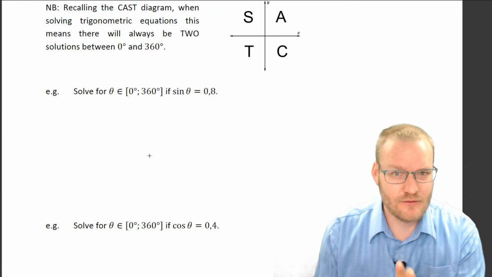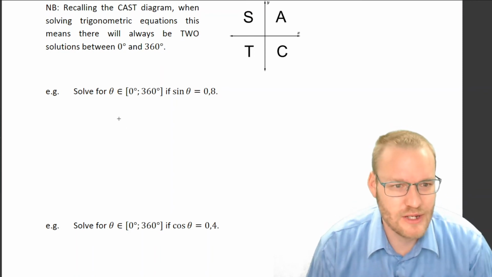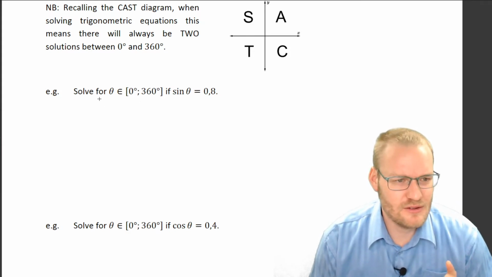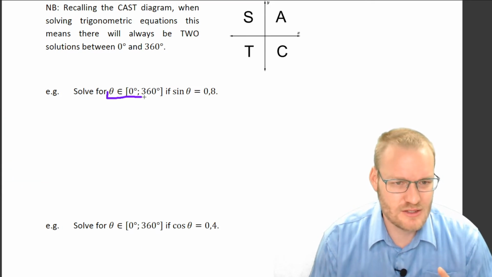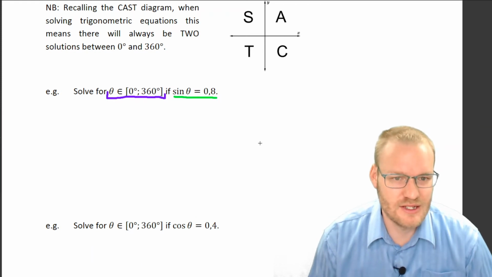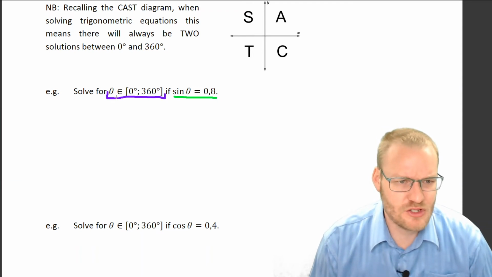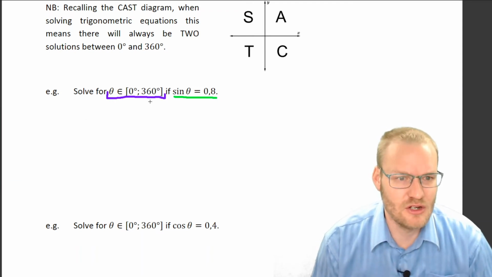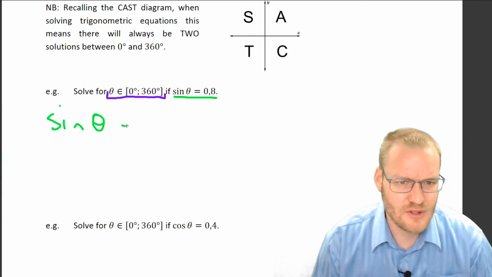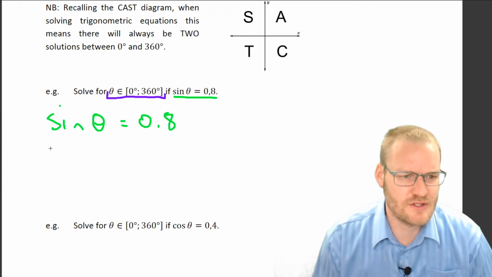So for this one, I'm just going to go through this example that we went through at lightning speed at the end of the lesson. Solve for theta, and now there are a few extra bits here. Theta is between 0 and 360, and we're given another bit of information that sine theta equals 0,8. Now, if you were just given this question a few pages and a few days ago, you would have just said this is easy. Sine theta equals 0,8. Easy. You want to find the angle. Don't you just shift sine?